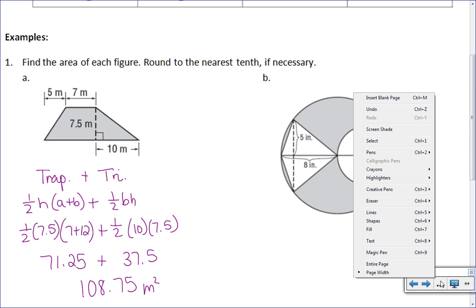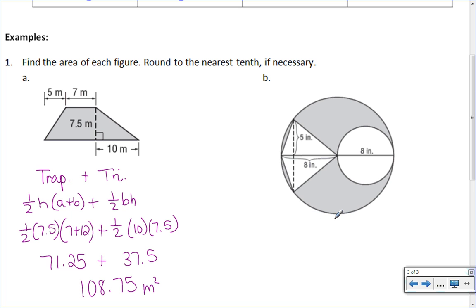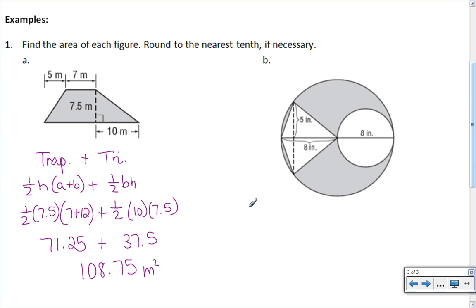Okay, let's look at B. This one definitely looks unusual. Here we have a large circle with some parts missing. A smaller circle, and then two identical triangles. So, what we want here is the large circle, and then we're going to subtract from that the small circle, and then also subtract two triangles.